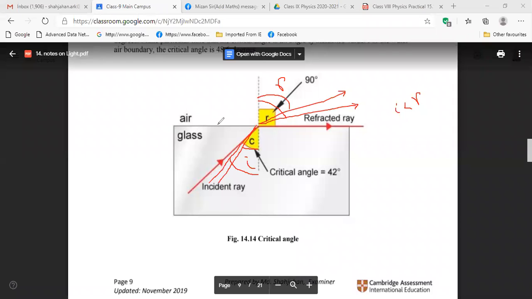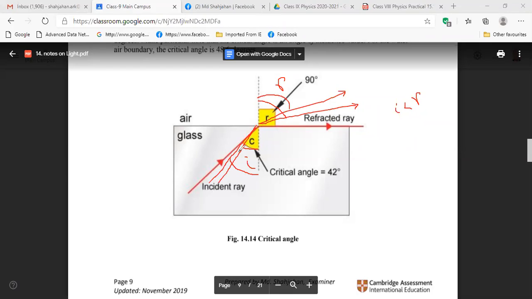Now you can ask me. Keep your microphone on. If it is not 90 degrees, like it is 89 degrees, then it is still only an angle of incidence. It's not the critical angle. Is it clear now? The angle of refraction can never be more than 90 degrees.